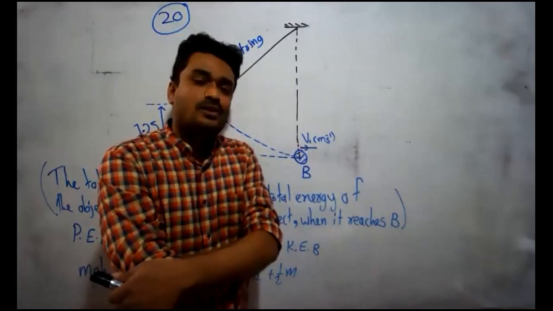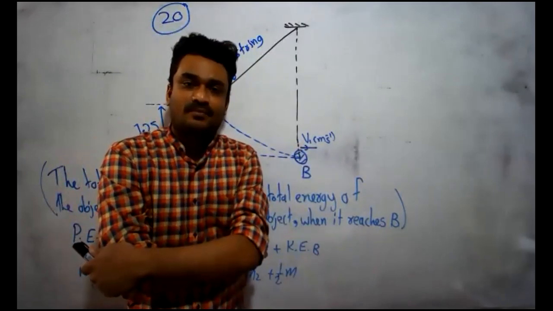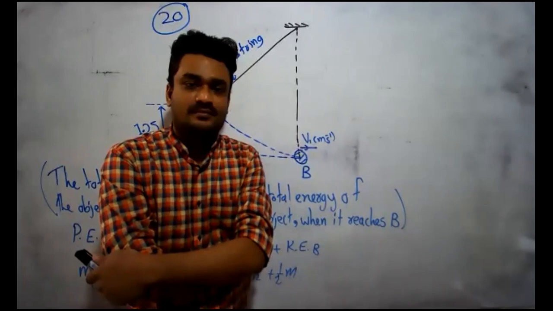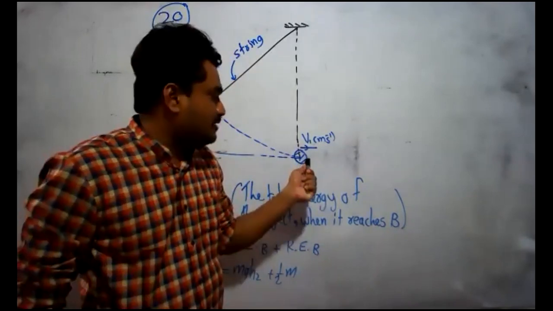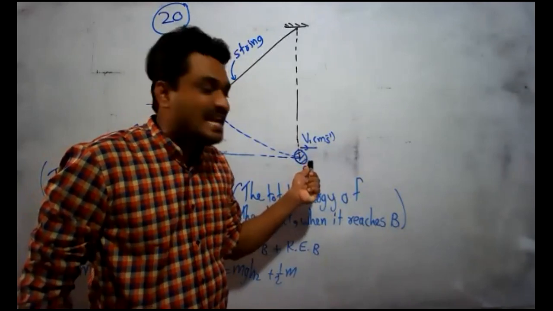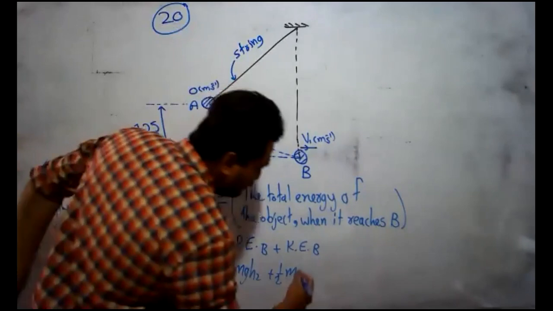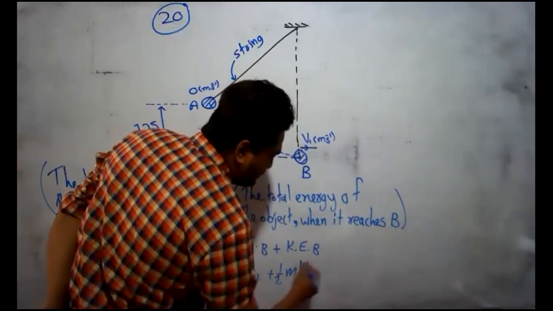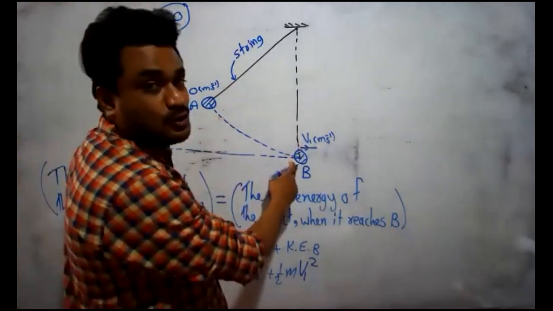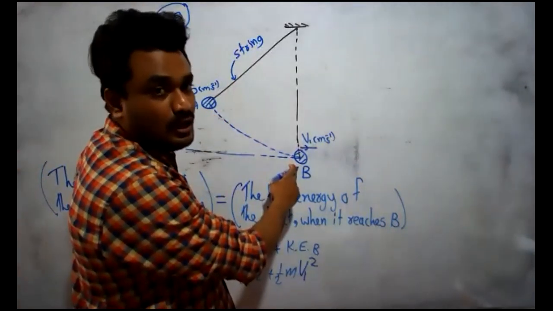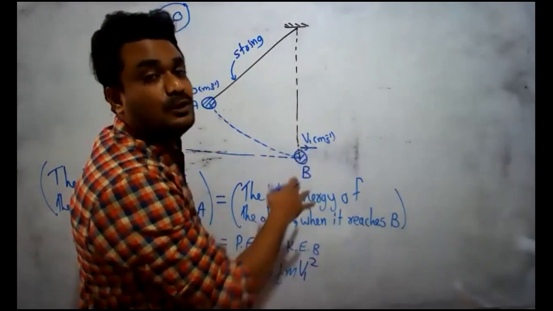Do we know the velocity of the object when it reaches B, dear? No, sir. We have marked the velocity of the ball when it reaches B as V1. So V1 is the velocity of the ball when it reaches B, that is the velocity when it reaches the lowest point, and V1 is the velocity just before the collision.